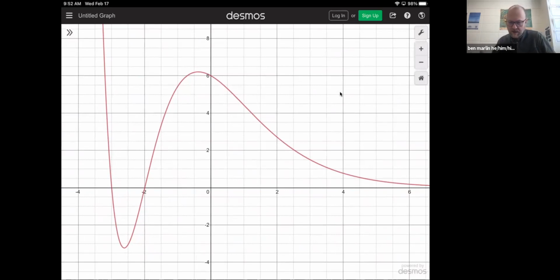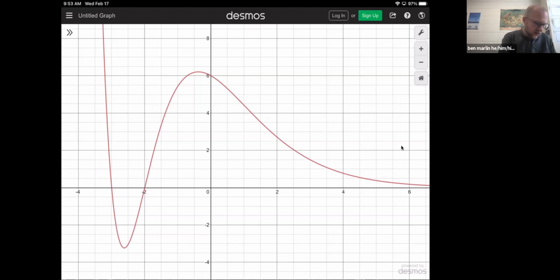And I do not have a pointer on the iPad, so hopefully you can see the pointer of my mouse. You can see that somewhere down around in here, the concavity changes. So somewhere between -2 and 1 probably. And then somewhere between 1 and 2, the concavity changes. So it's curving down in this part here, but it's curving up on the left end. It's curving up on the right end, okay?